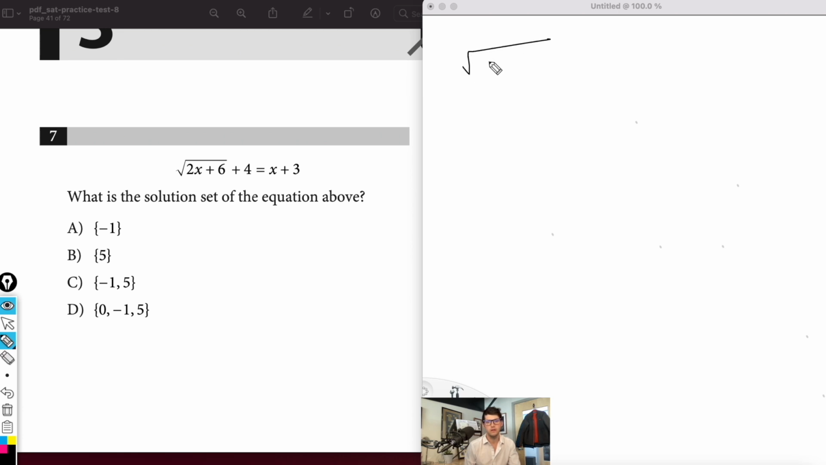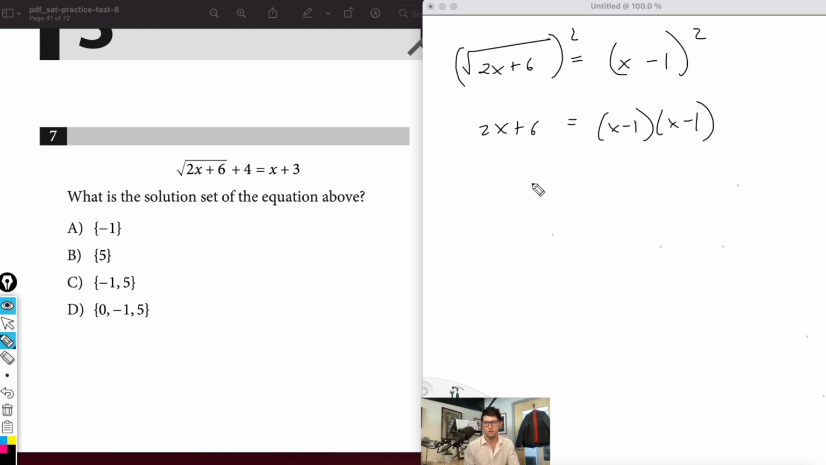So again, to review, if you didn't plug them in, what you would have to do is you would say 2x plus 6. I'm going to subtract the 4. X plus 3 minus 4 is x minus 1. You'd square both sides. 2x plus 6 equals (x minus 1)(x minus 1). I have this habit of writing it twice, instead of the squared, writing it in parentheses here, because I know I can do the FOILing and not make a mistake then.